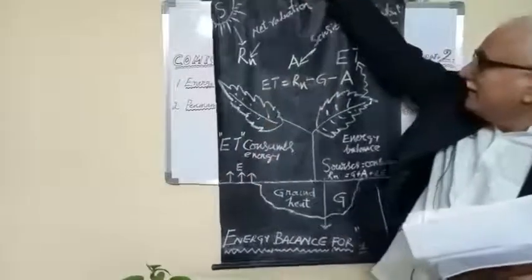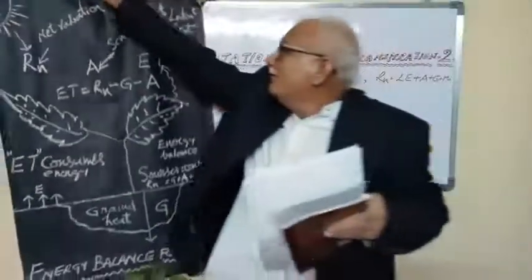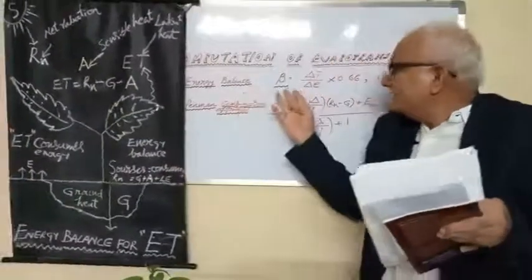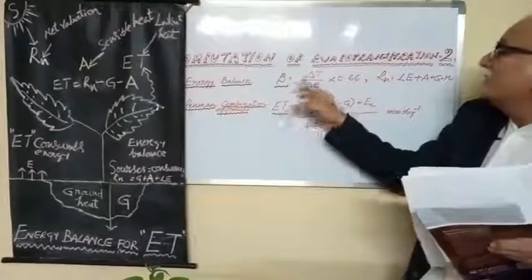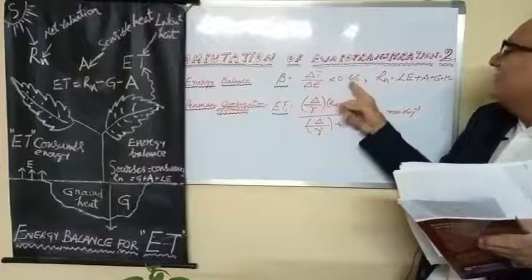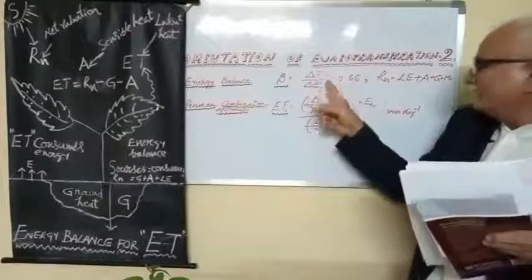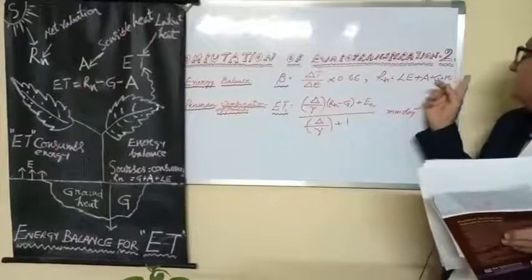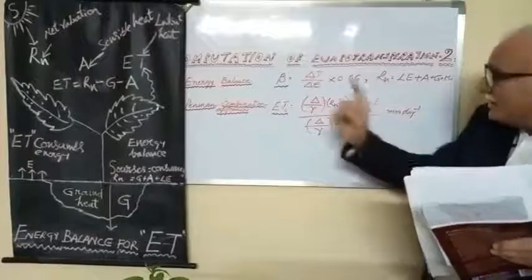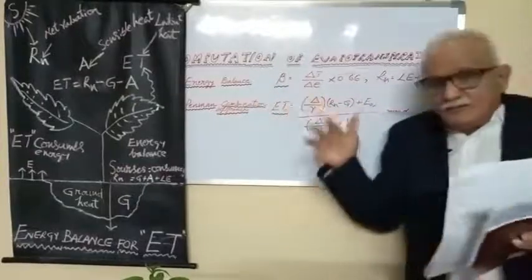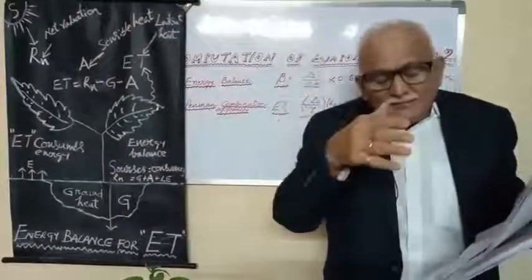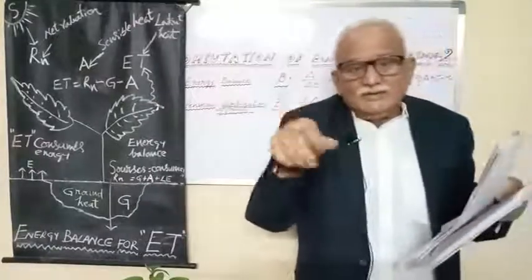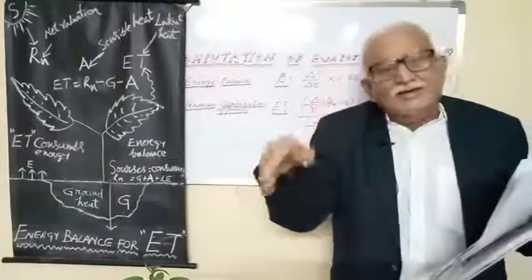One of the best equations, found excellent and most suitable for we agrometeorologists, is energy balance using the Bowen's ratio. What is Bowen's ratio? Delta T by delta E into 0.66, that is the psychrometric constant. Change in temperature, change in vapour pressure. So net radiation is equal to LE plus A plus G plus miscellaneous plus energy stored in the crop. I told you several times. Now energy balance using the Bowen's ratio. What is the Bowen's ratio? Sensible heat by latent heat, into psychrometric constant. See, Bowen's ratio is delta T by delta E into psychrometric constant.